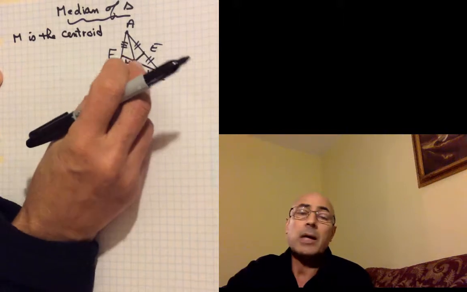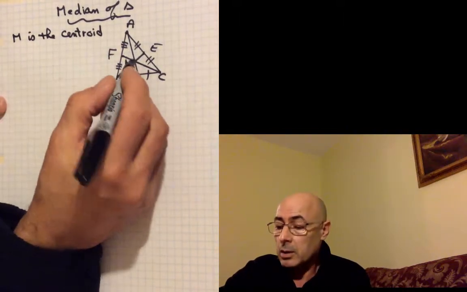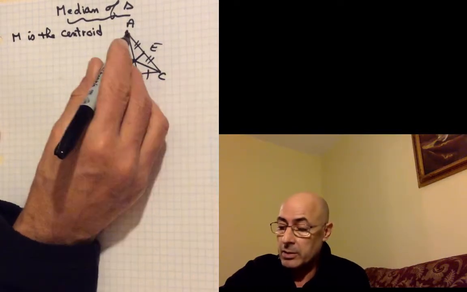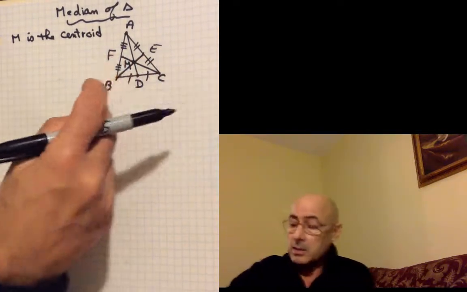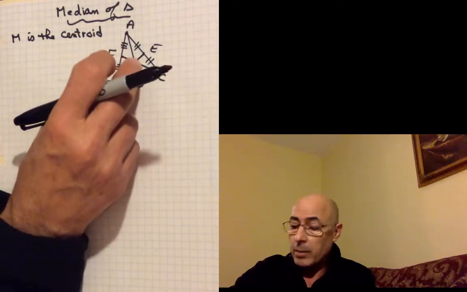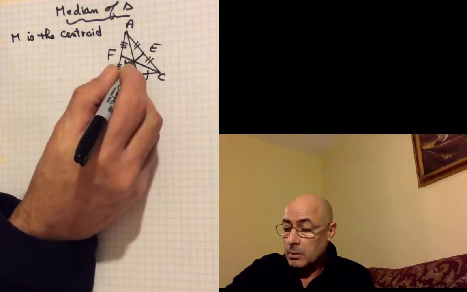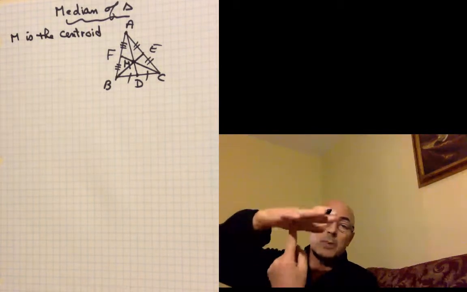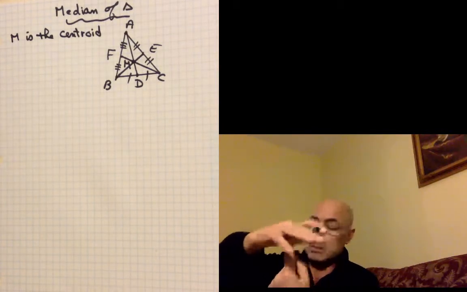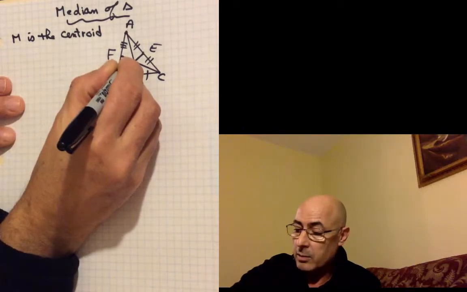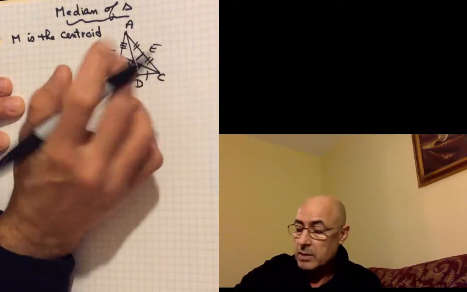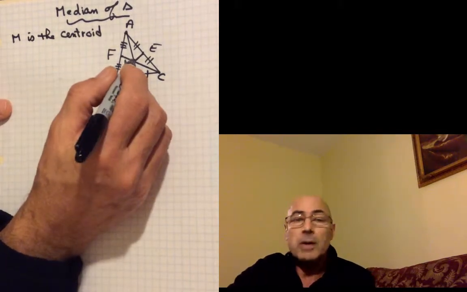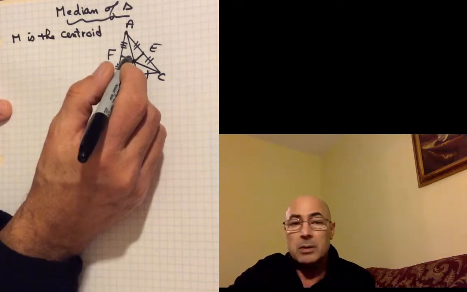The centroid of the triangle is very important because it is the balance point of this triangle. Like if I get a scissor and cut this triangle off, I can balance this triangle at point M. If I put it like this at point M, then it's going to be balanced. So this is the point where the weight of this triangle is concentrated.